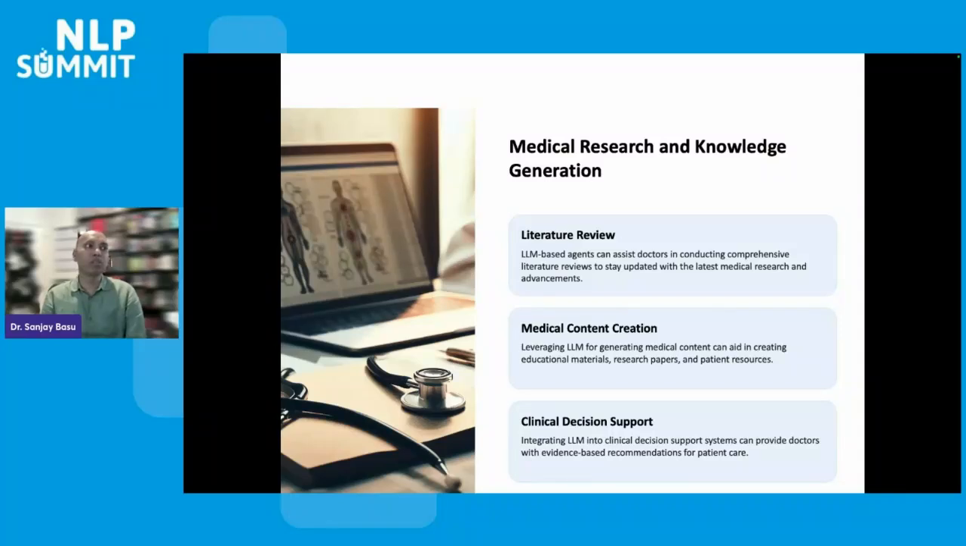Then we can use these LLMs for generating medical content, which can aid in creating educational materials, research papers, and patient resources. And lastly, with John Snow Labs, we have seen how these LLMs can be integrated into clinical decision support systems, which can provide doctors with evidence-based recommendations for their patients.